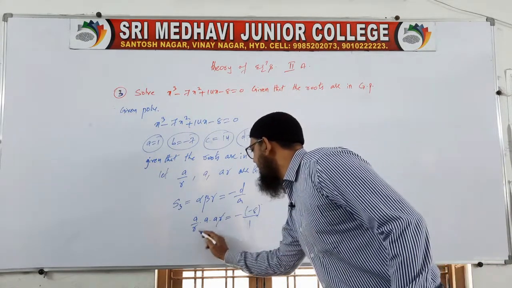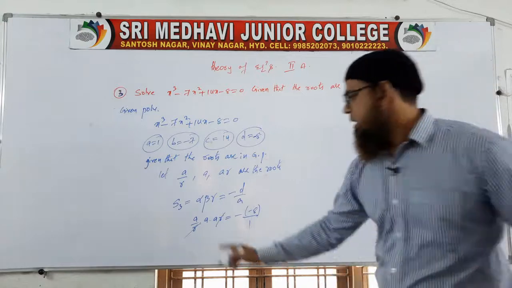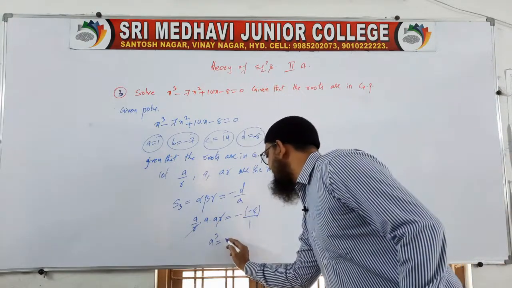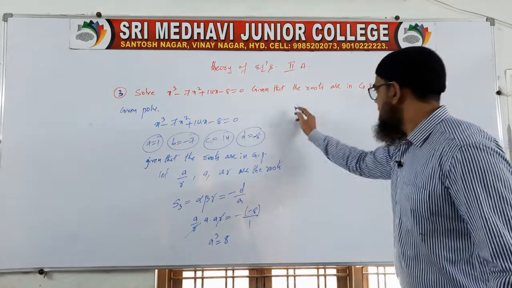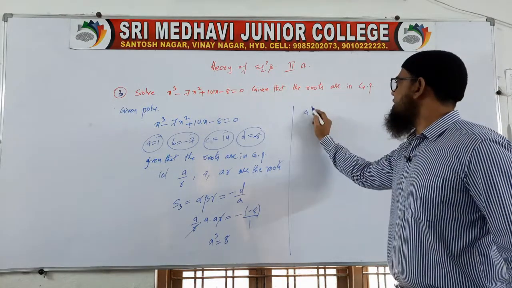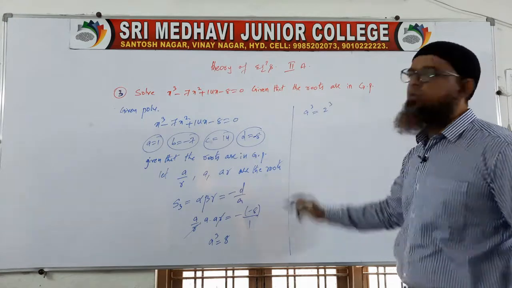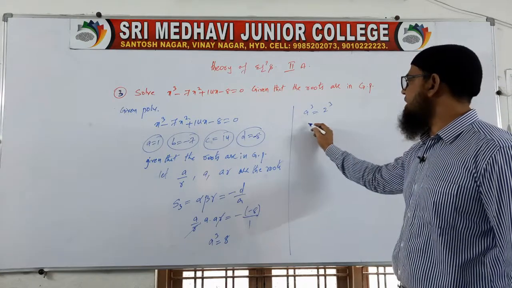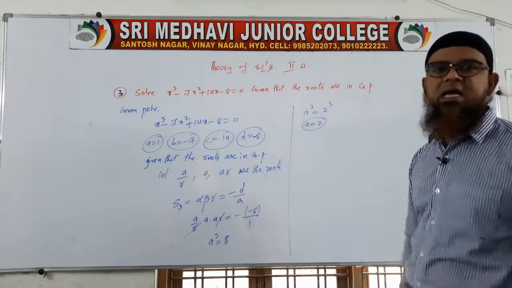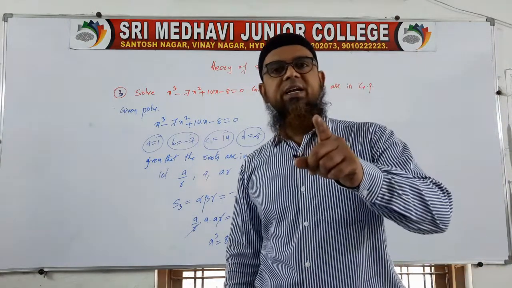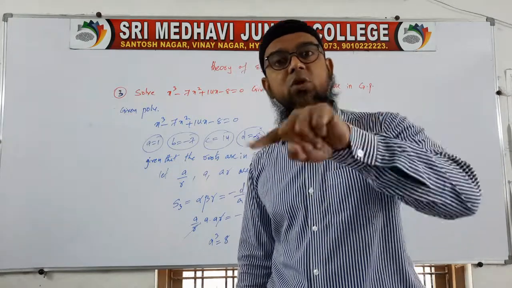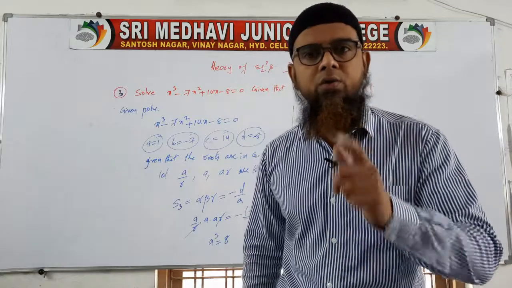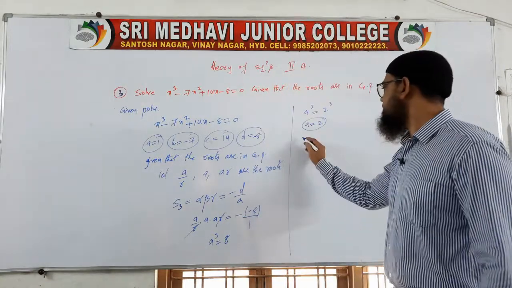See here, r gets cancelled. a into a into a, you will get a cube is equal to minus into minus plus, this is 8. So a cube is equal to 2 cube, I can write, since 8 is nothing but 2 cube. On both sides the powers are the same, so a is equal to 2. As I said, after getting the a value, in both the cases, in AP or in GP, what to do? We have to do synthetic division.